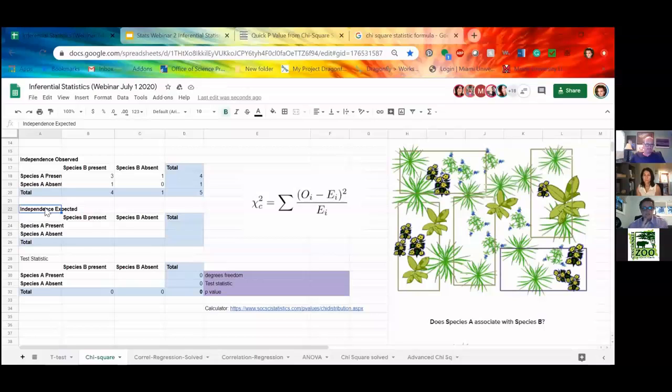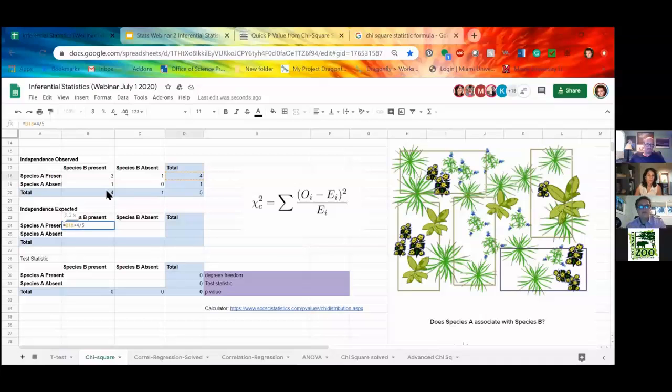Because we have these categories of absent and present and species A and species B, we're going to use a really simple formula to calculate this. So we're going to say, okay, if everything was fair and everything was equal, then this expected value would be the row total. So I'm looking at this cell right here, right? It would be the row total, which is 4, times the column total, which for this value is also 4, divided by the total number of our samples, which was 5.